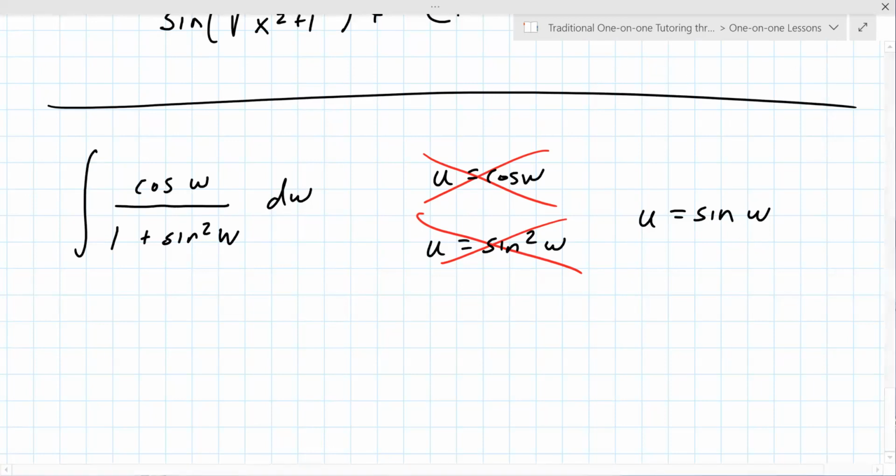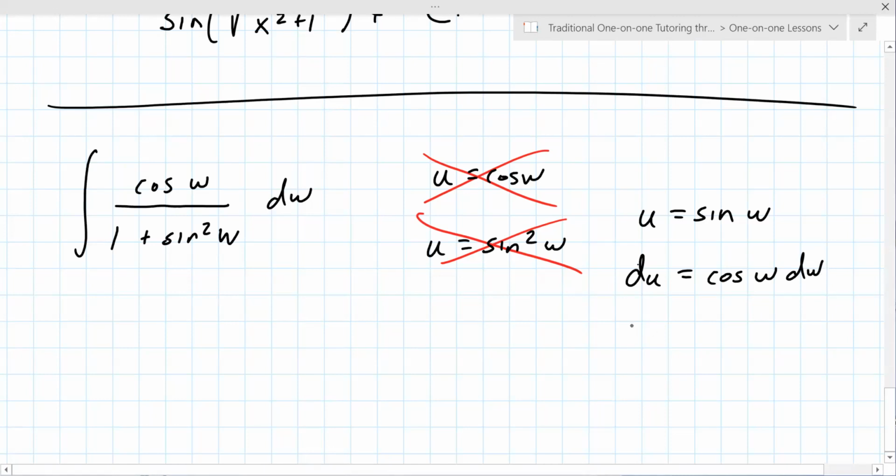But why sine W? Well, the reason is that it works. You'll see why in a moment. If we tried these other ones, they wouldn't work, and you wouldn't get the right answer. They just wouldn't simplify to anything. But this one does.